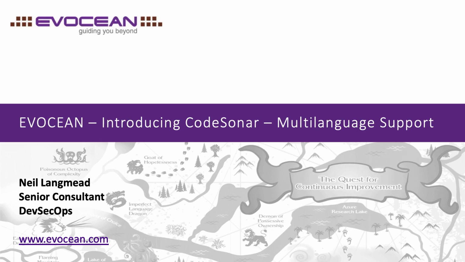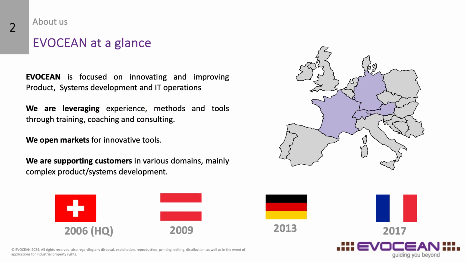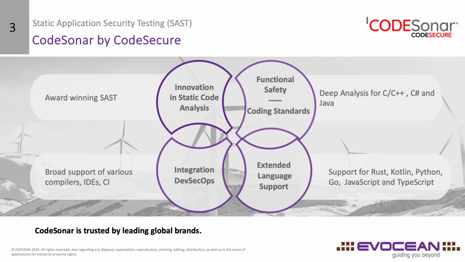We're going to give you a short demonstration of CodeSonar and its new multi-language support. First, a few words about the company. EVOCEAN is headquartered in Switzerland, with offices in Germany, Austria and France, covering the whole Central European region.